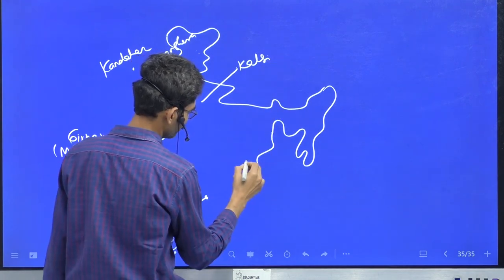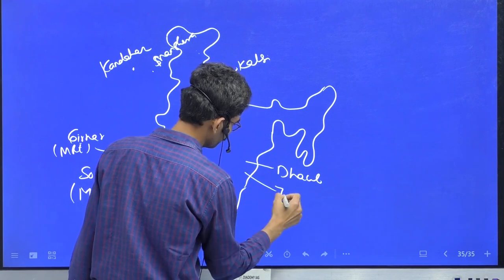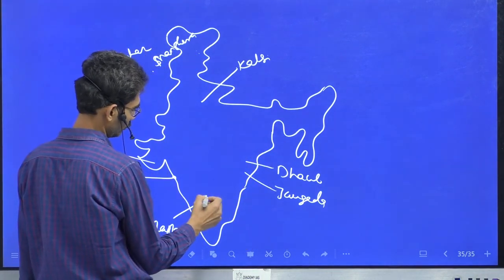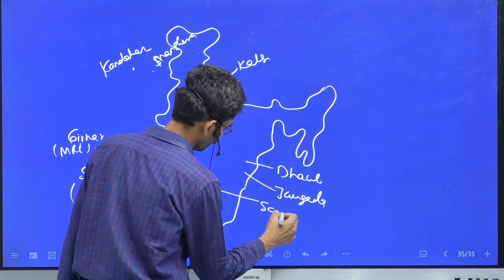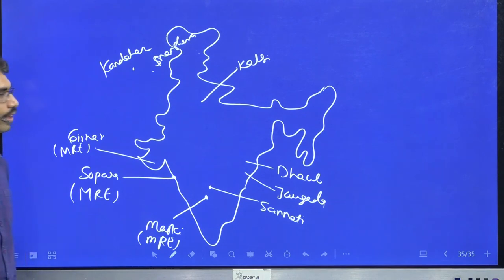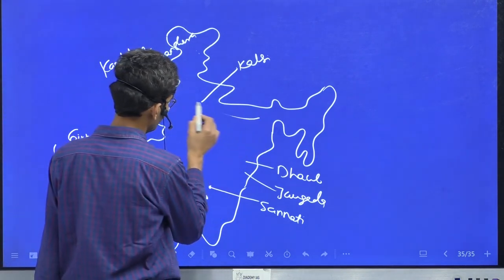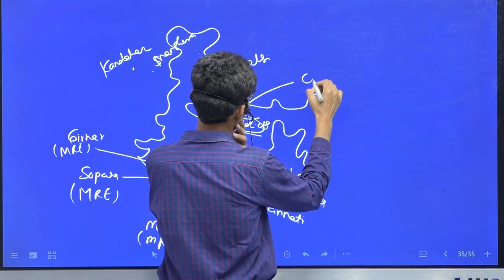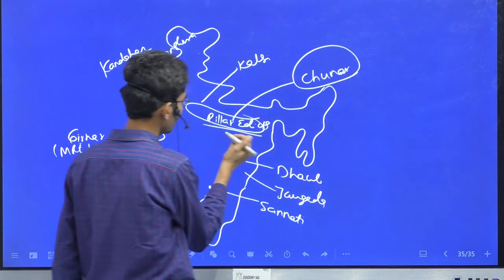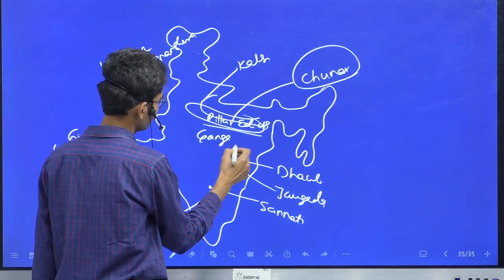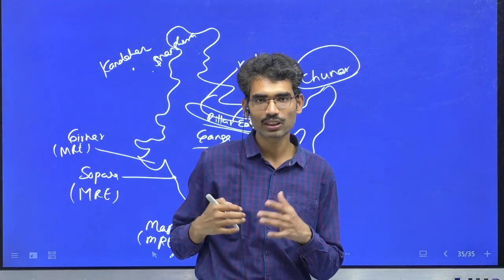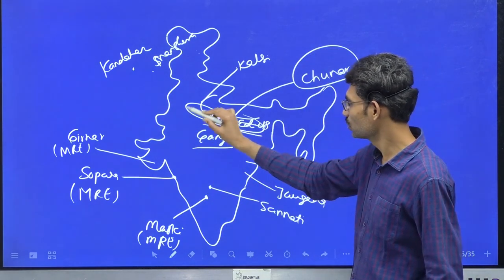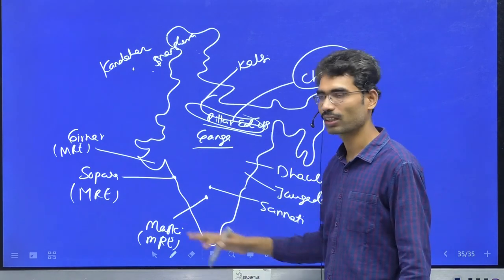Kalsi, Dauli, Jaugada, Sannati. Various places where he issued major rock edicts, and here he issued pillar edicts. These pillars were manufactured in a place called Chunar. From there he carried them, because this is the Ganga River. They were very huge pillars, very difficult to carry. That's why he utilized a natural transportation mechanism, rivers. And he issued pillar edicts here, major and minor rock edicts here.